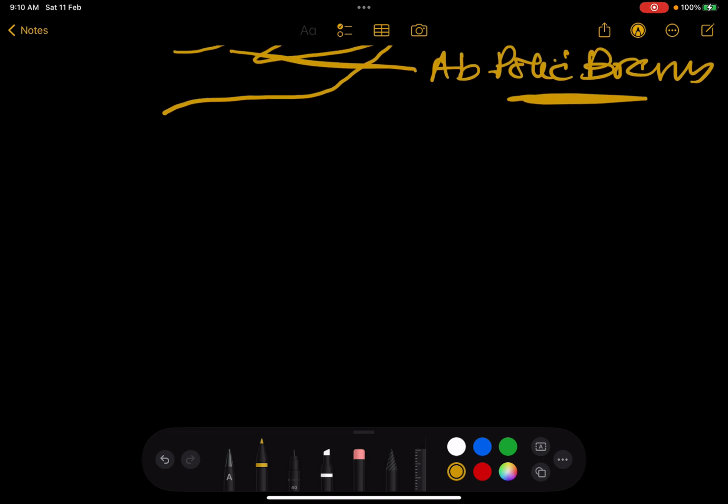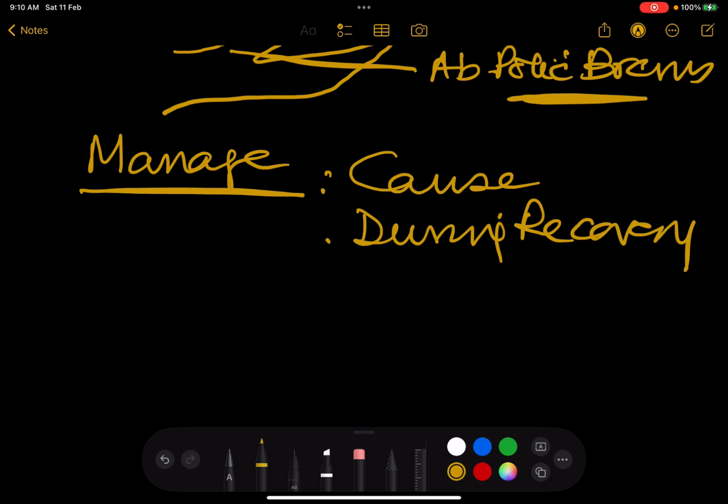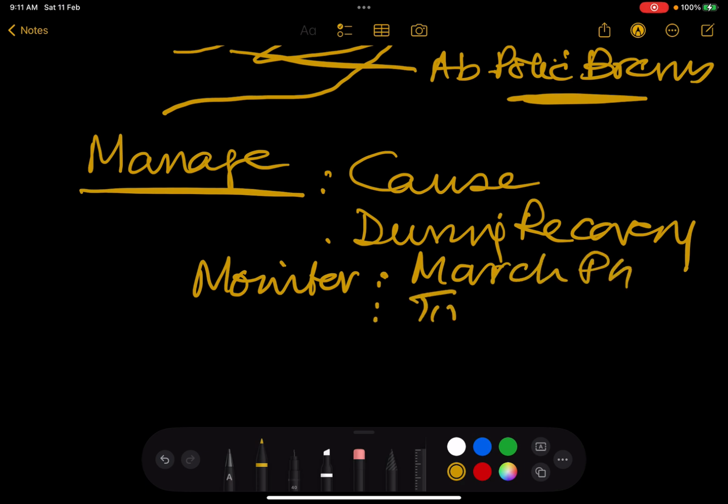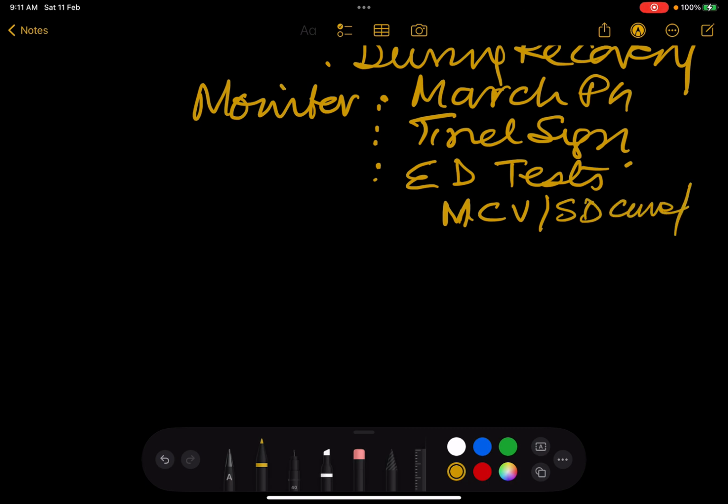Now, how would you manage a median nerve problem? So manage the cause, management during recovery, you can monitor the recovery by Marsh phenomenon, by Tinel sign, and by electrodiagnostic tests like strength duration curve, nerve conduction velocity, or electromyography.